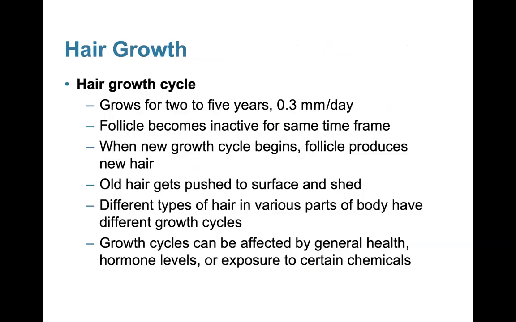So the hair growth cycle grows for 2 to 5 years at about 0.3 millimeters per day. The follicle becomes inactive for the same time frame. When a new growth cycle begins, the follicle produces new hair. Old hair gets pushed to the surface and will shed. Different types of hair in various parts of the body have different growth cycles, and the growth cycles can be affected by general health, hormone levels, and exposure to certain chemicals. For example, lack of protein can actually cause hair to fall out.